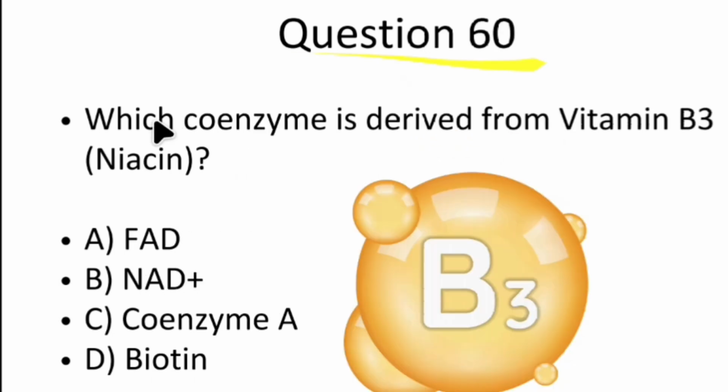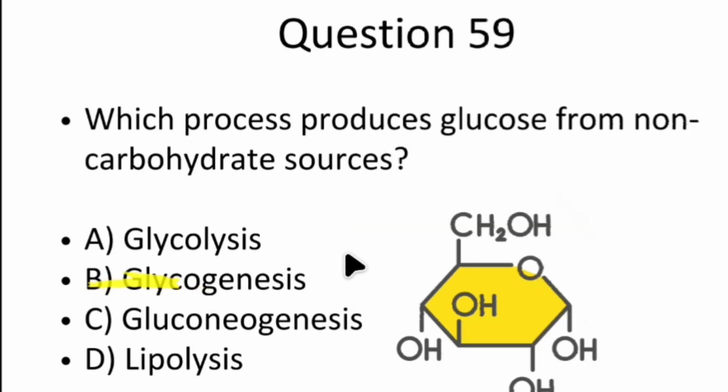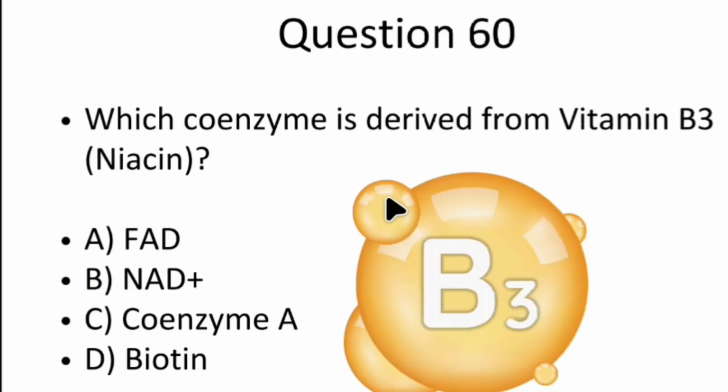Which coenzyme is derived from vitamin B3, niacin? The correct option is B. NAD is a coenzyme which is derived from niacin.